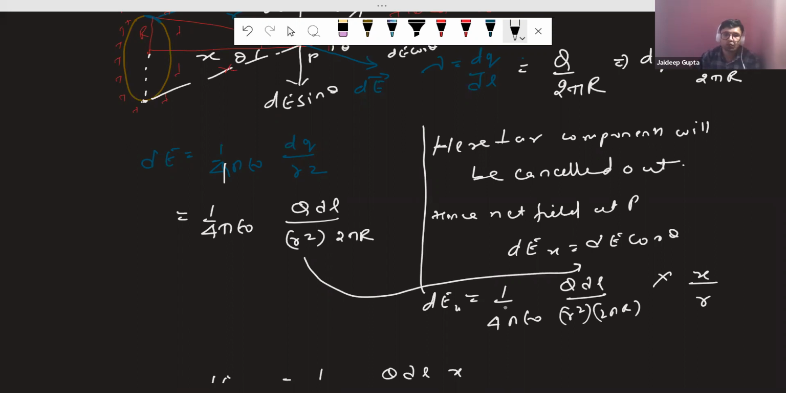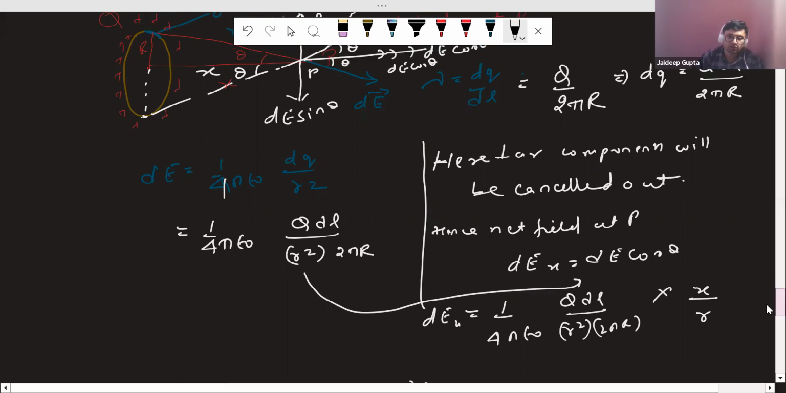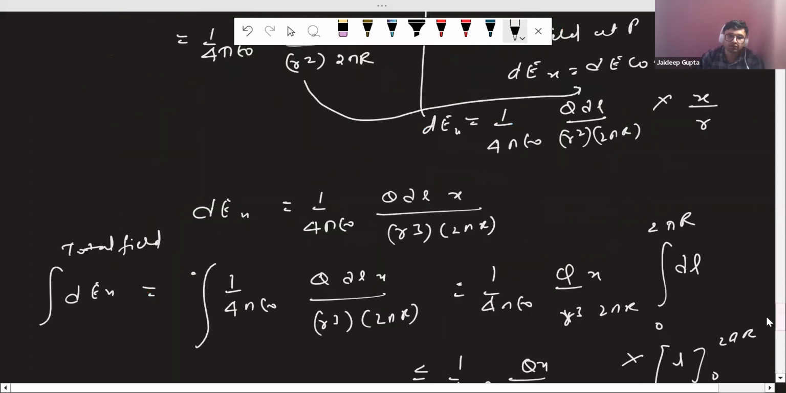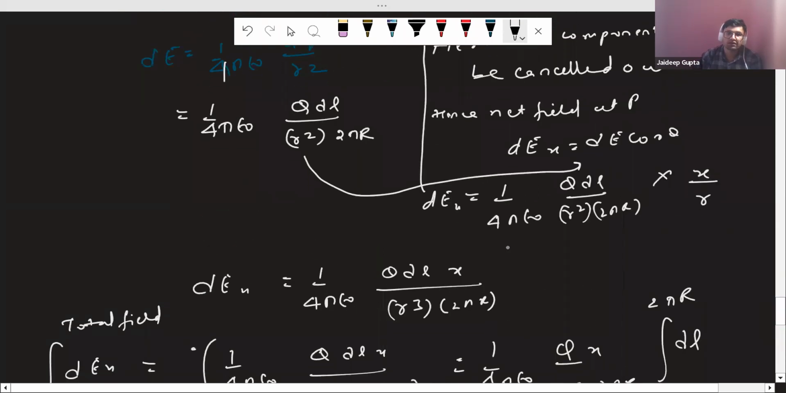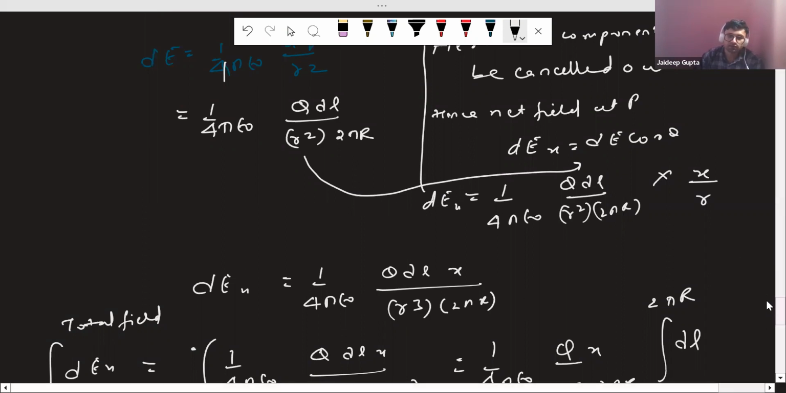So that is 1 over 4 pi epsilon times q dl over r square times 2 pi r. And if I substitute the value of cos theta, cos theta is base over hypotenuse, that is x over r. Now further, dEx equals 1 over 4 pi epsilon times q dl x over r cube times 2 pi r. I simplified.